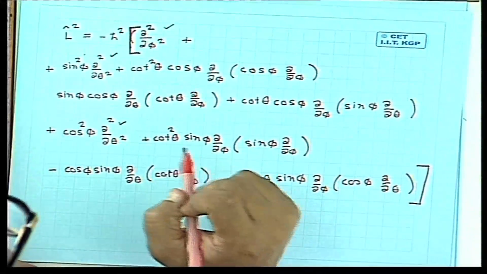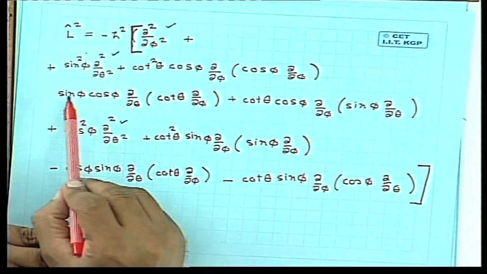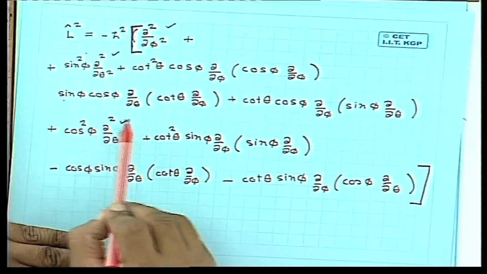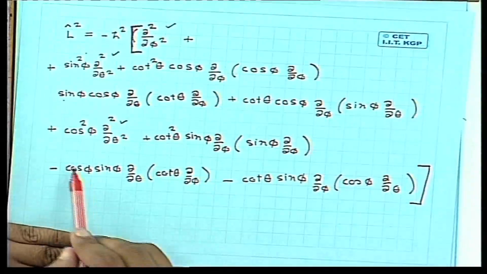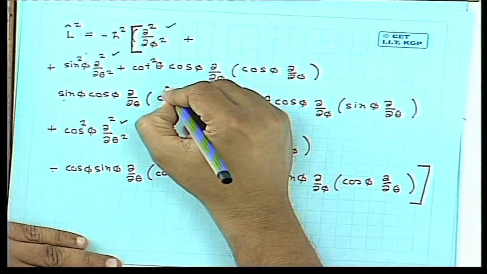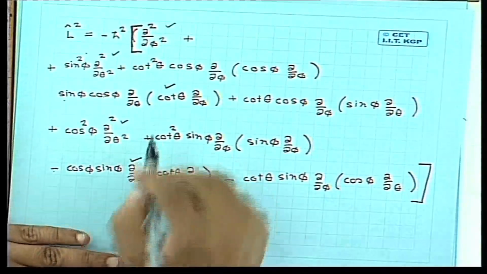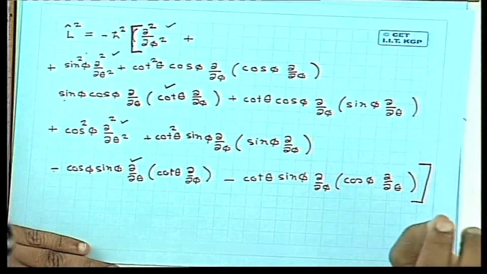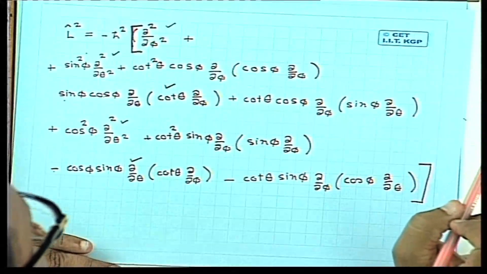Now let us see if any of these terms cancel out. So this term over here, sin phi cos phi del by del theta cot theta del by del phi, cancels out with this term which is exactly the negative of this. So this is also taken care of. Okay, so these two terms are gone. Let us see if any other term cancels out.